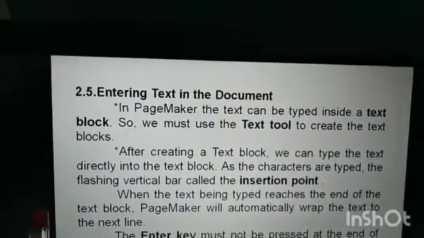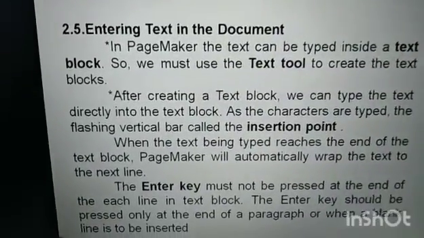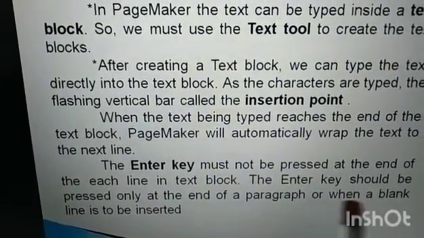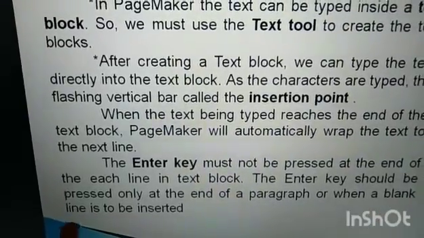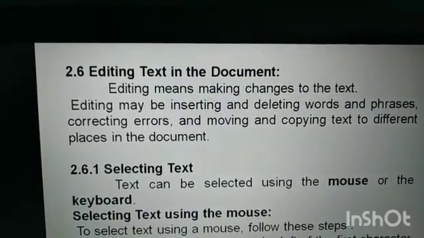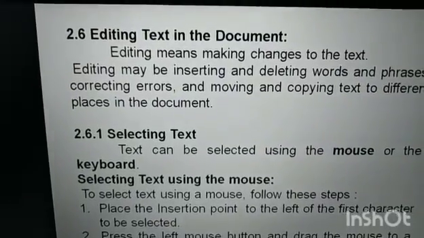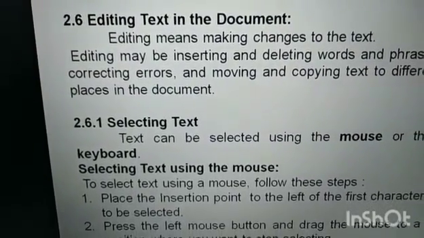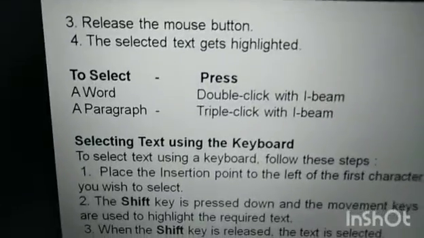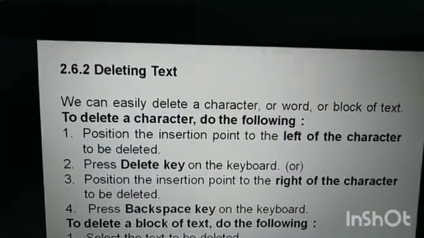The blinking or flashing vertical bar in the text block is known as the insertion point. The Enter key is used only to end a paragraph, otherwise to create a blank line. Editing means making changes like insert, delete, error checking, moving and copying. For selecting, we use two ways, mouse and keyboard. With the mouse, you just left click and drag. With the keyboard, we use the Shift key. Deleting also has two ways, the Backspace key and the Delete key.